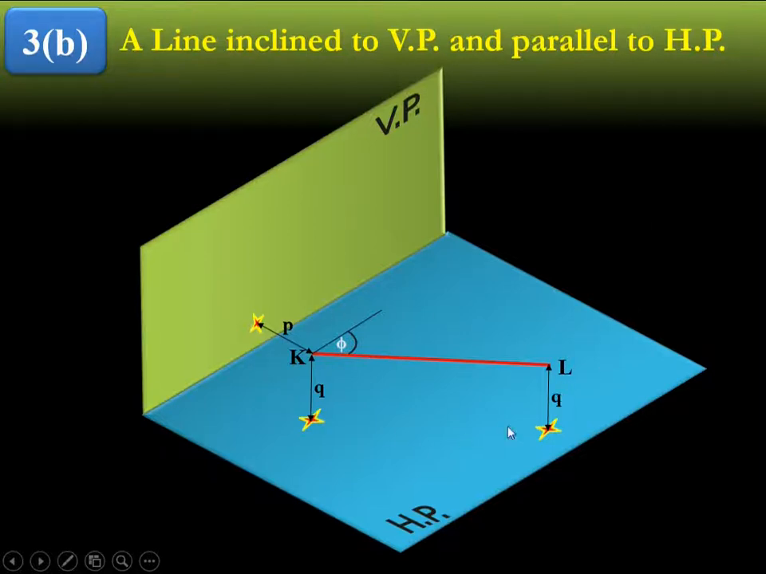The pictorial representation of the line which is inclined to vertical plane and parallel to horizontal plane is shown here. From this diagram we can understand that the line is inclined to the vertical plane by an angle phi and it is parallel to the horizontal plane. That means the two ends of the line KL are equally displaced from the horizontal plane by a distance q. The inclination with the vertical plane is represented using the symbol phi.